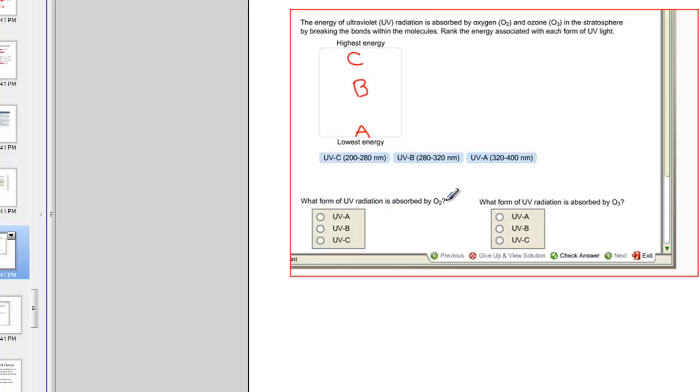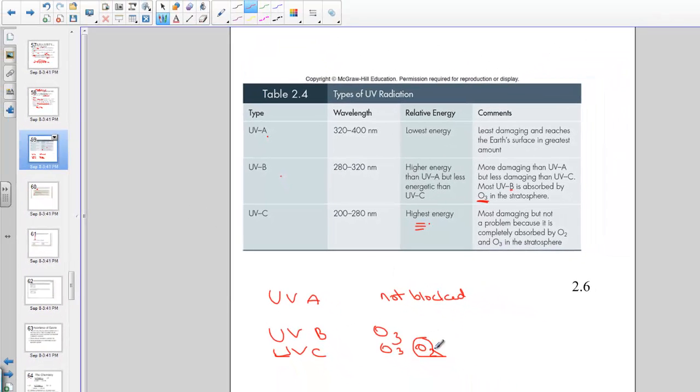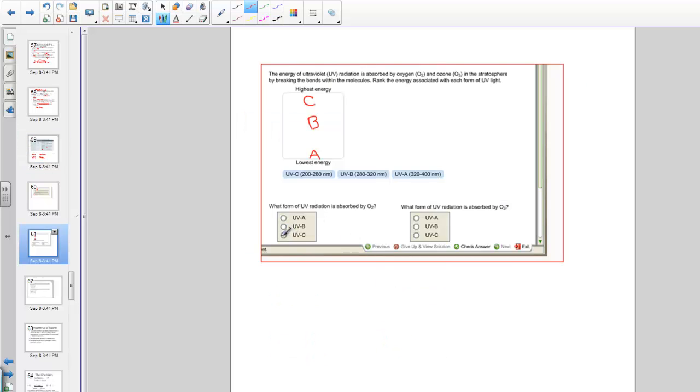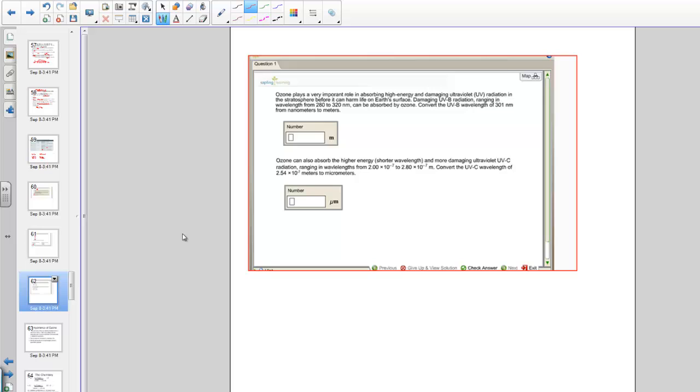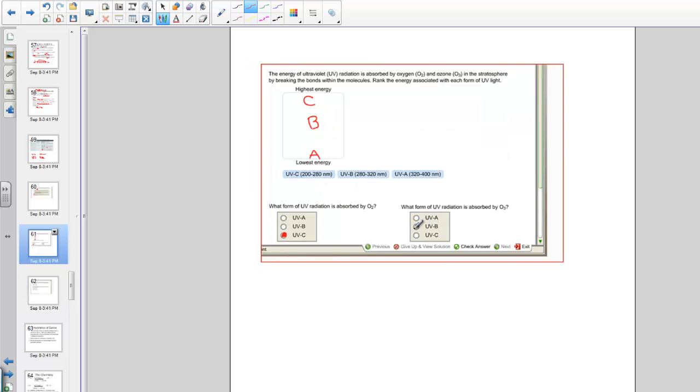The UV radiation that's absorbed by oxygen, well, we made ourselves a little grid. The oxygen, the O2, is absorbing the UVC and only UVC radiation. So here is absorbing UVC. What's being absorbed by ozone? Well, again, if we refer to our diagram, ozone is doing both the B and the C ultraviolet radiation. And so here we would have both B and C for ozone.